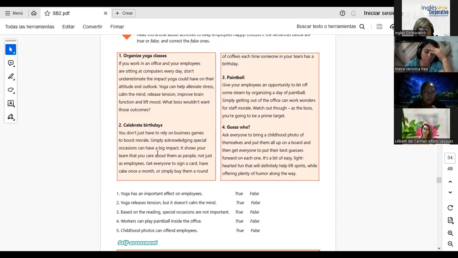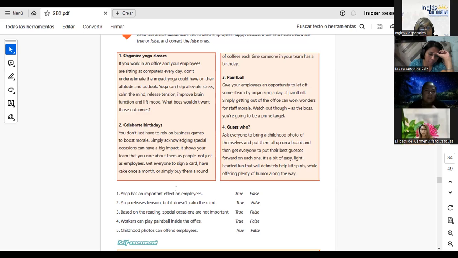Okay, number four. Workers can play paintball inside the office. True or false? False. It is false. Okay, what is the true information? Simply getting out of the office. Yeah, simply getting out of the office.